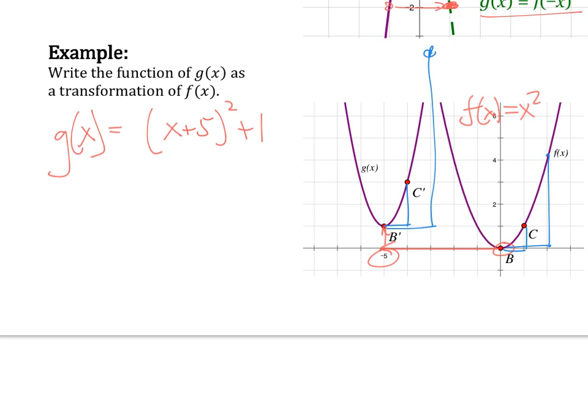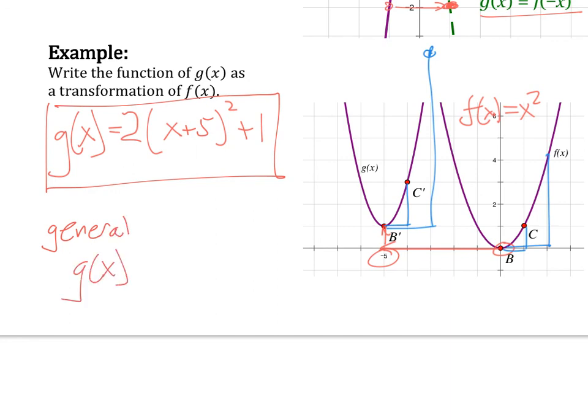So how do we make this stretch vertically? We multiply outside the parentheses to make it stretch vertically. Remember, if we multiply inside, that stretches horizontally. So there's our function there in terms of that quadratic. If we want to be more general, we could say g of x is 2 times f of x plus 5, plus 1. That would be the general description of what's happened there. All right, so that's how we do it. So go transform those functions.